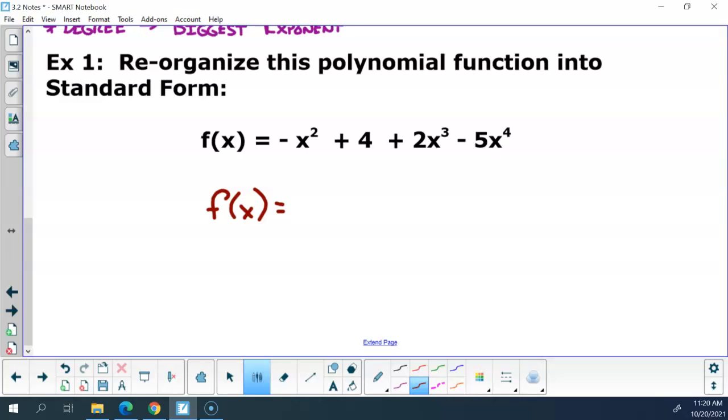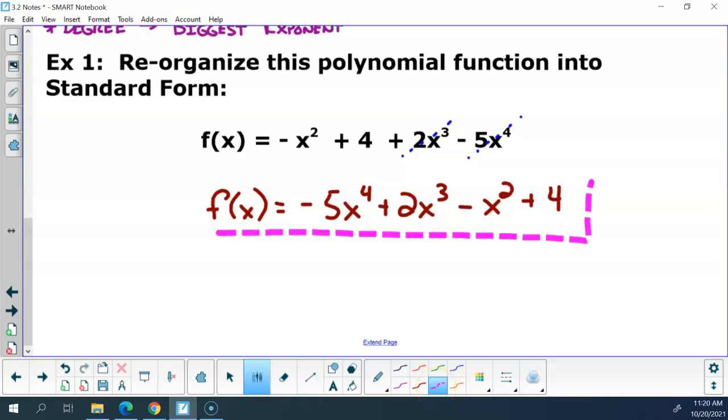Poll the audience. Yep. Do we agree with negative 5x to the fourth power first? Yeah, I do. Okay, so we've used up that one then. Plus 2x cubed, or 2x to the third power. We used up that one. And minus x squared. And then plus 4. Do we agree that that is the standard form of this polynomial function? Yeah, probably. Okay? So with that being said, that is the standard form.